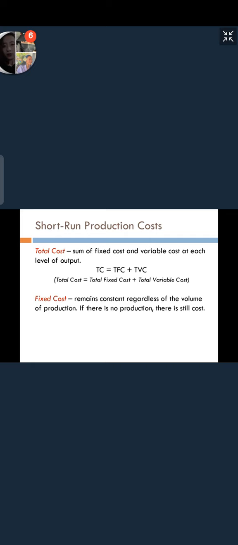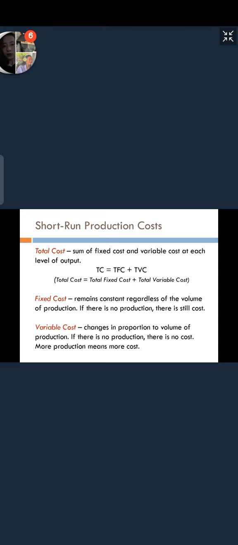Okay, thank you. So we'll now move on to cost. Still cost. Here, you have actually already encountered these words: total, fixed, and variable. The total cost is the sum of fixed cost and variable cost at each level of output. So in order to compute the total cost, it is equal to the total fixed cost plus your total variable cost. Meanwhile, your fixed cost remains constant regardless of the volume of production.